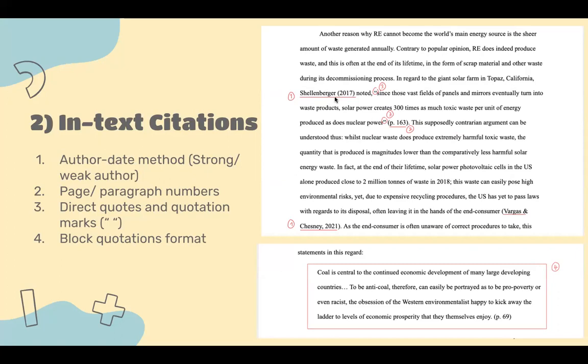As in my example, you will see that it says Schellenberger 2017. This is a strong author example. A weak author is, if you look at the very beginning of the example, it says Vargas and Chesney 2021. This is in the parentheses, and at the very end of the sentence, we don't give the author that much importance. So this is a weak author. Regardless of which style you go for, we always need to make sure to mention the author and the date.